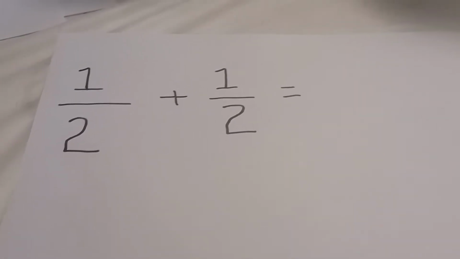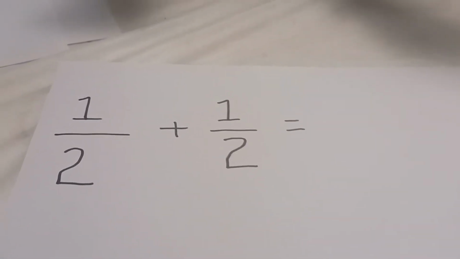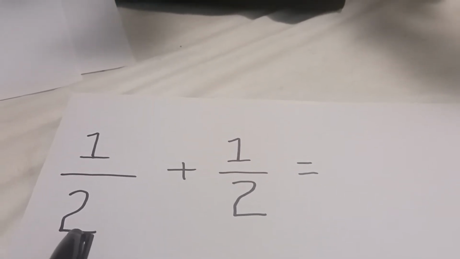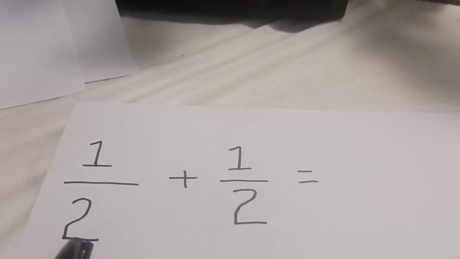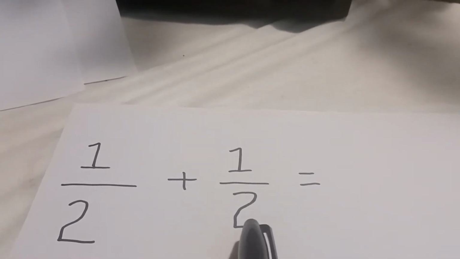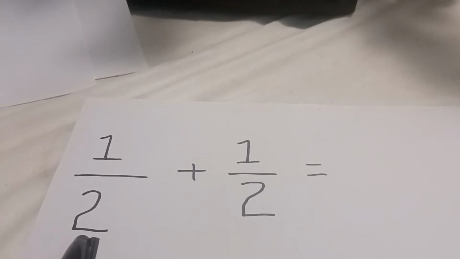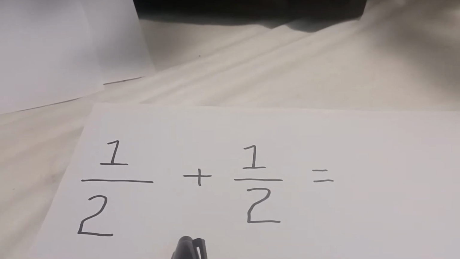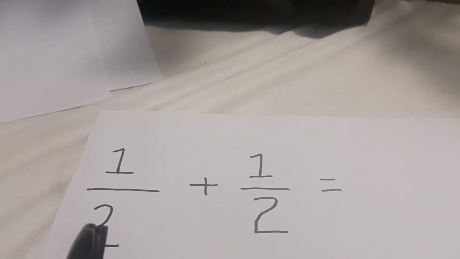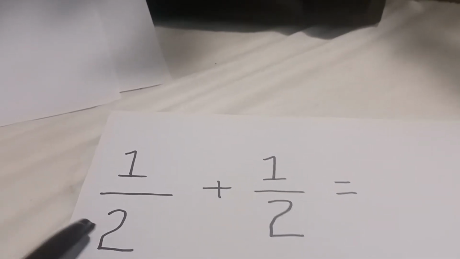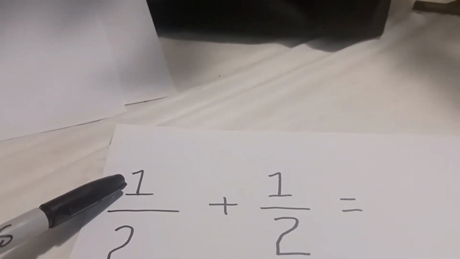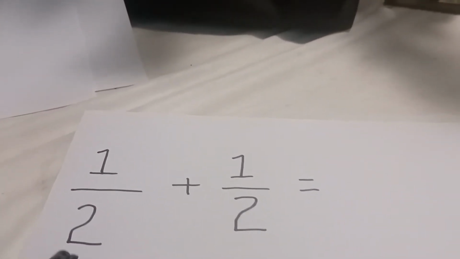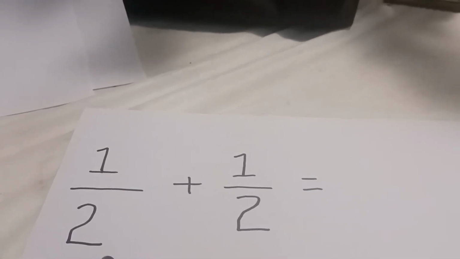Now, the rule is that as long as your bottom numbers are the same, in this case your bottom number is 2, and on this fraction your bottom number is 2, you can proceed with adding or subtracting fractions. Your bottom number is called your denominator, and your top number, which is a 1, is called your numerator. These are called like fractions because the denominator is the same.